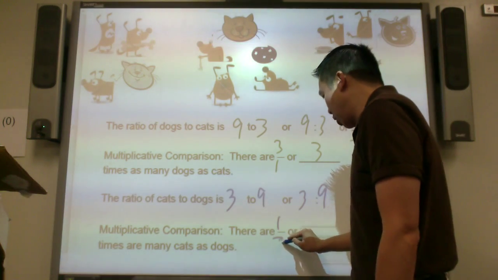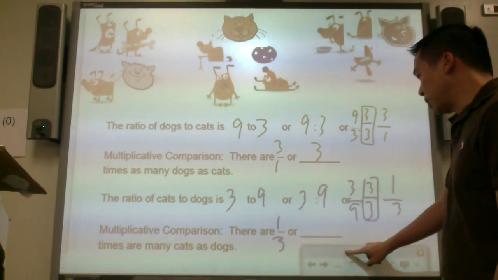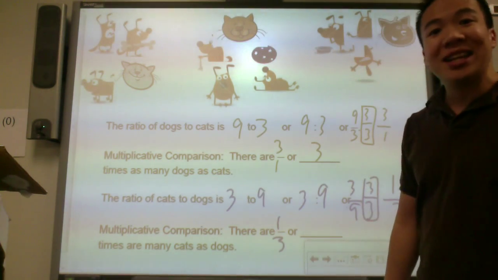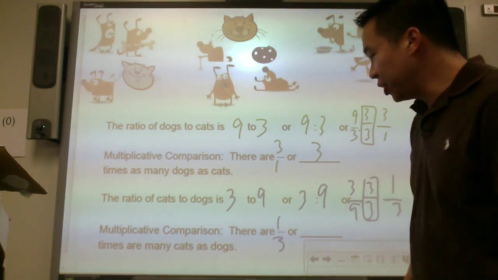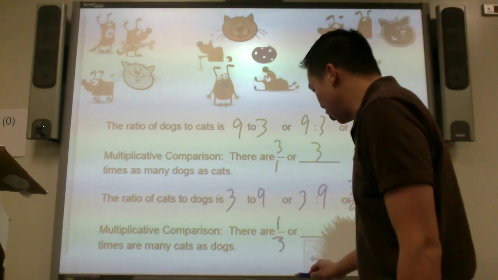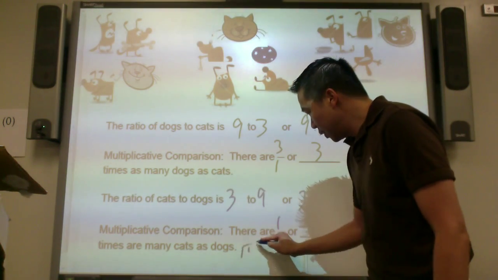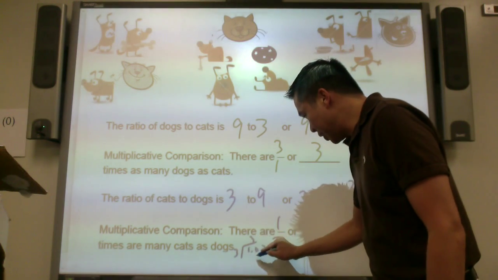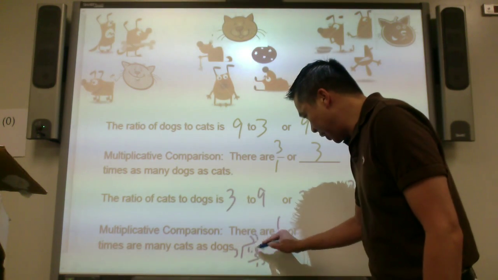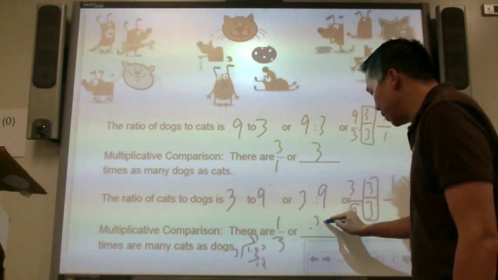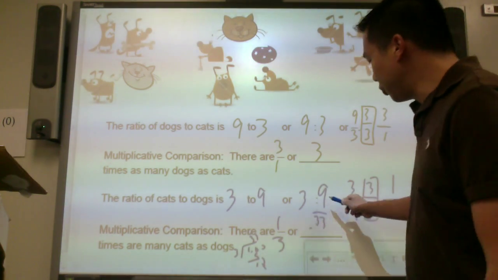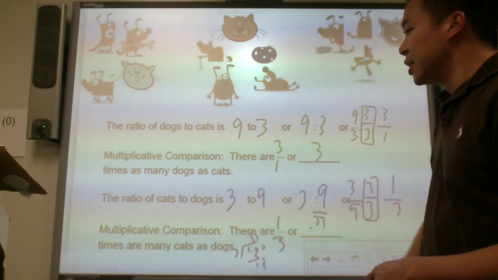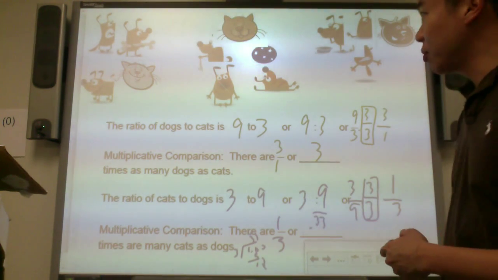So there is 1 multiplicative comparison. There are 1/3, or do you know the decimal equivalent of 1/3? It's a repeating decimal. In case you don't know, do 1 divided by 3. It goes in 3 times. Goes in 3 times. Look at it repeating. So it's 0.33 repeating. There are 1/3 or 0.33 repeating times as many cats as dogs.